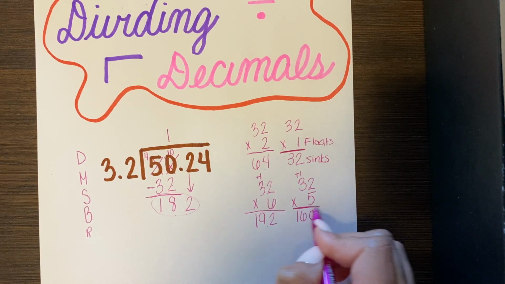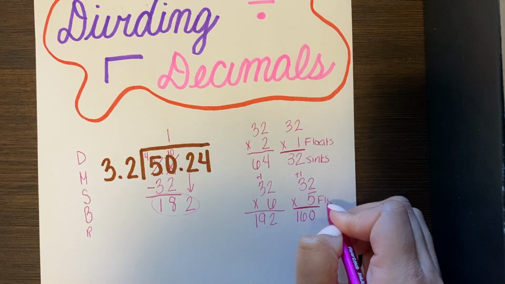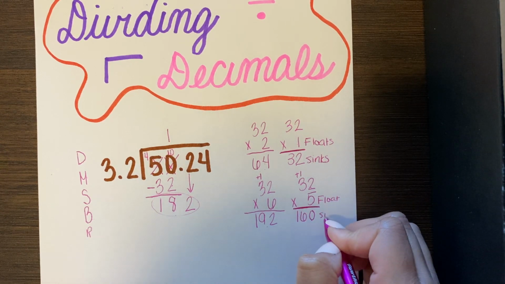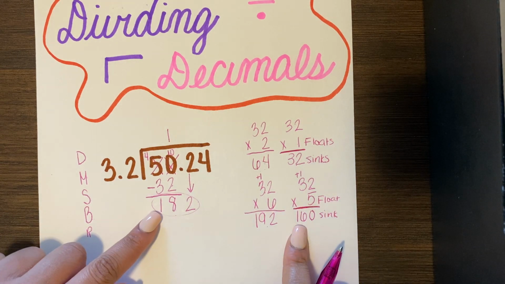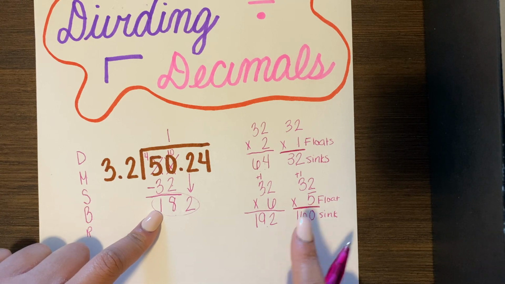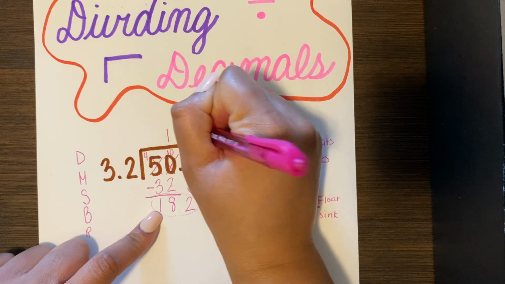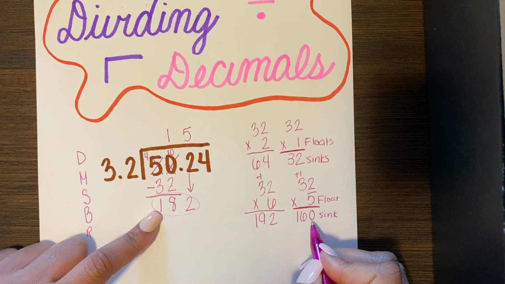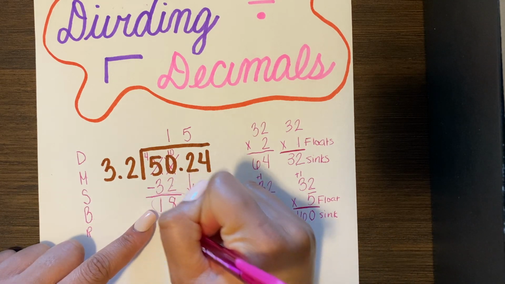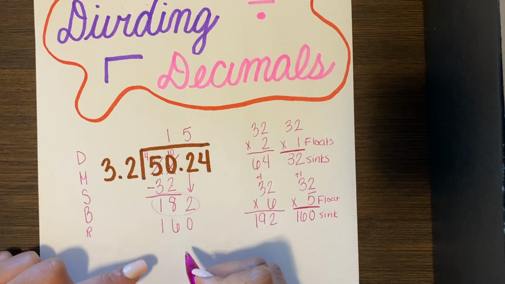Once again, this is the water. This is going to float. This is going to sink. 160 comes close to 182 without going over. So 5 floats to the next place value at the top. And 160 sinks so that we can subtract.